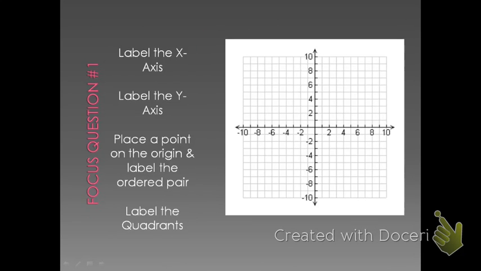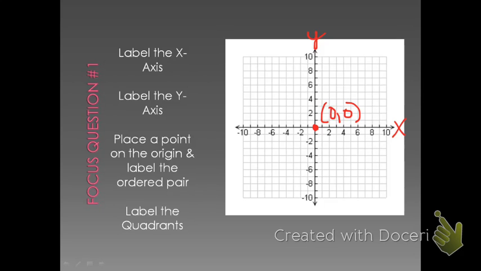So let's practice this and make sure you understand. It says label the x-axis. Well, the x-axis is the line that goes horizontal. The y-axis is the vertical line. It says place a point on the origin and label the ordered pair. The origin is where the x and y axis intersect. Its ordered pair is 0, 0.